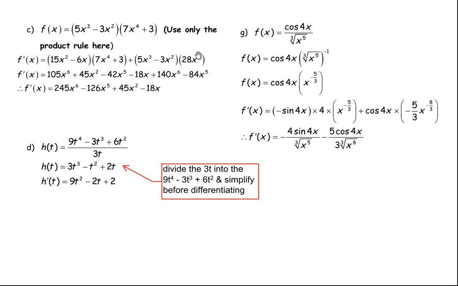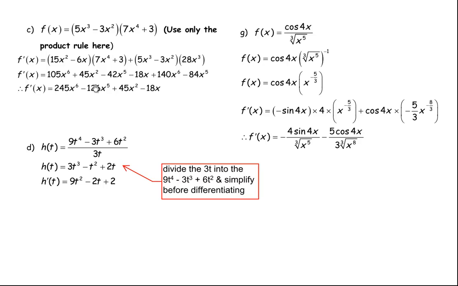Now expand the 28x cubed into here. So 28x cubed times 5x cubed would be 140x to the 6. And 28x cubed times the negative 3x squared would be minus 84x to the fifth. Remember, you add the exponents, so 2 and 3 add to 5. And so we collect like terms. There are two terms that have x to the sixes, this one and this one. And so we add those, we get 245x to the 6.